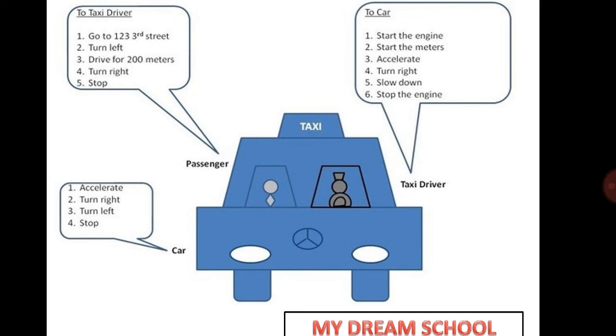So how are we giving instruction to the car? Start the engine, start the meter, accelerate, turn left, turn right, slow down the engine, stop the engine. So after taking the instruction from the passenger, he is giving instructions to the car. Then the car is executing the taxi driver's instructions, accelerating by increasing speed, turning left, turning right, and stopping. So the taxi is executing the instructions. This is a story, just observe carefully how we are going to use this one.